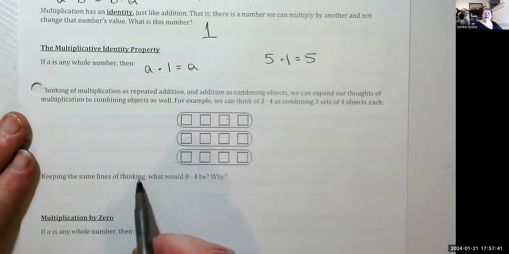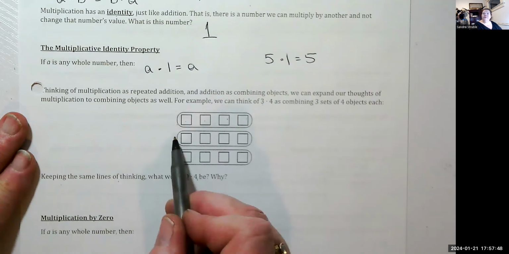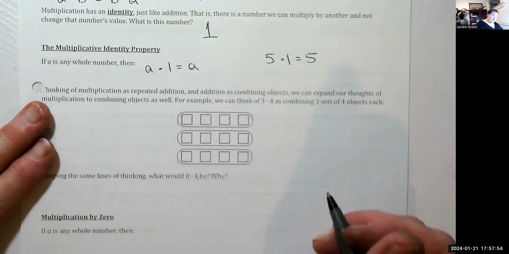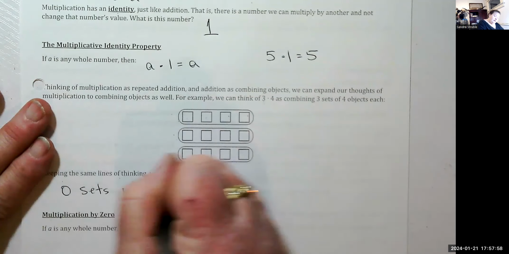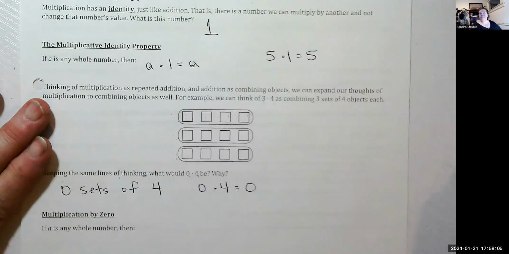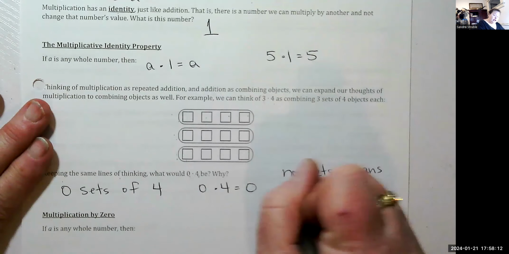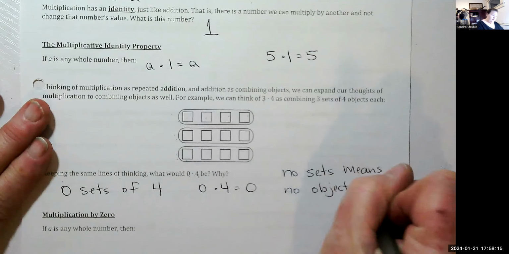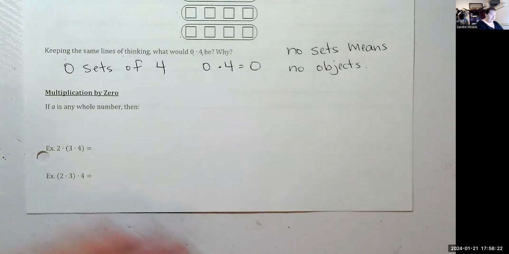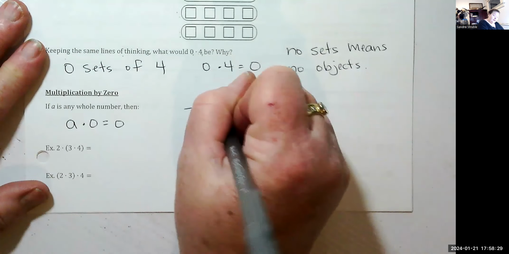Keeping the same line of thinking, what would 0 times 4 be? Well, this is 1 times 4, 2 times 4, 3 times 4. What would 0 times 4 be? There would be nothing. It would just be 0. So it's 0 sets of 4, which is 0 times 4, which is 0. No sets means no objects. So let's go to multiplication by 0, which we just chatted about. If A is any whole number, then A times 0 is 0. An example would be 7 times 0 is 0.